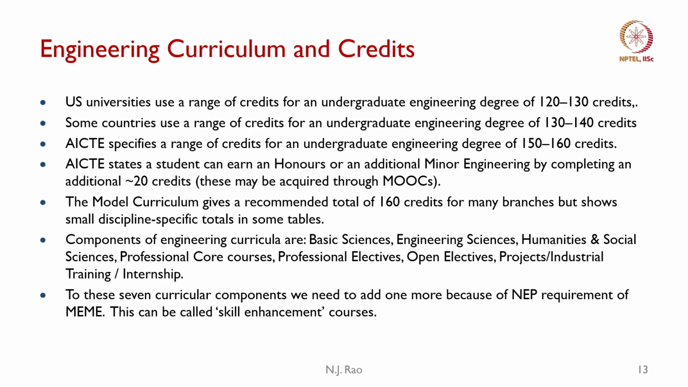Now we look at what you call the credit load of a program. US universities use a range of 120 to 130 credits for an undergraduate engineering degree. That's all. Some countries use a range of 130 to 140 credits for an undergraduate engineering degree. Now AICTE specifies a range of 150 to 160 credits for an undergraduate program.